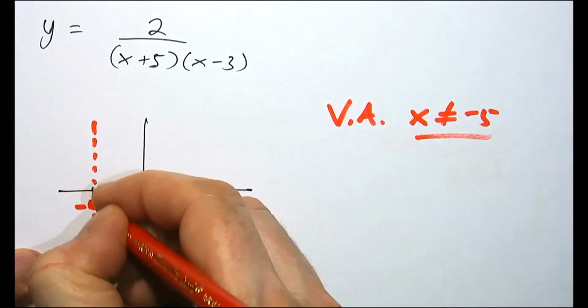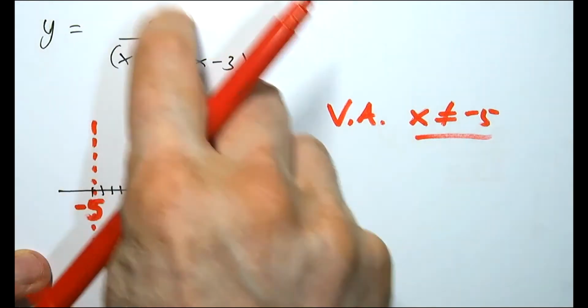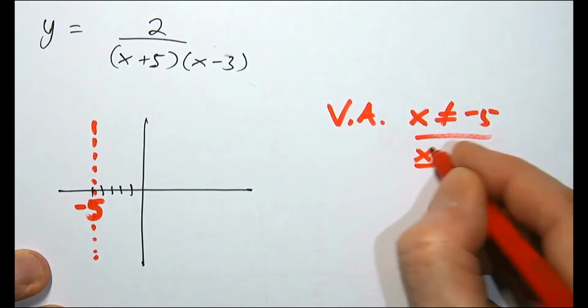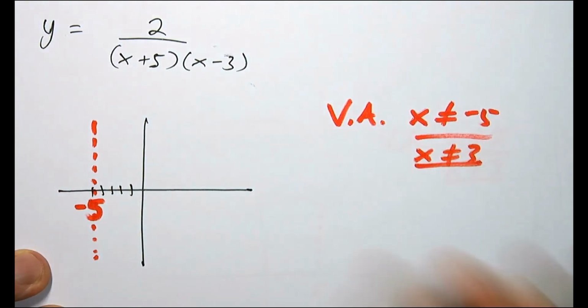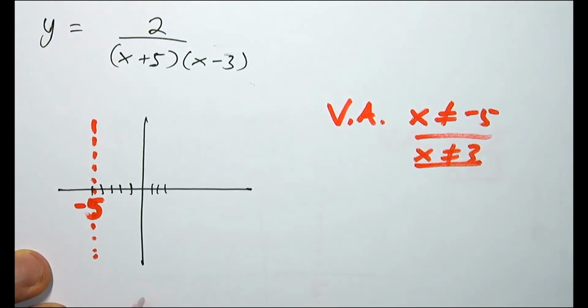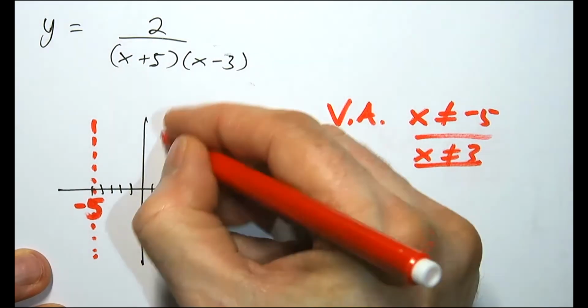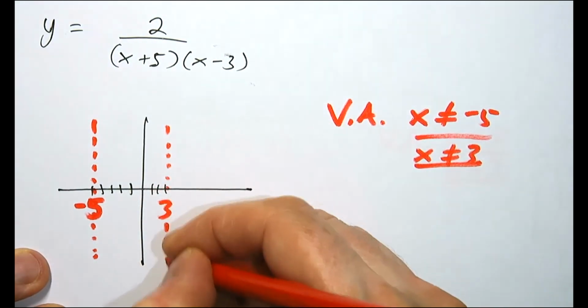Okay, that's at -5, the band number. And at 3. So we can't have one at 3. 1, 2, 3. We're going to do this whole thing like a pro. Boom, boom, boom.